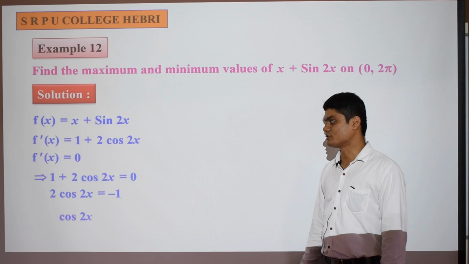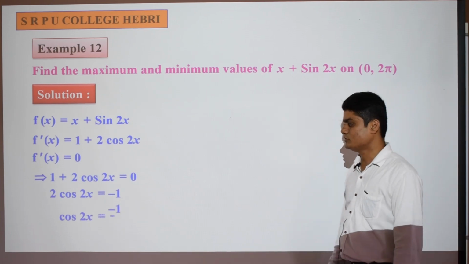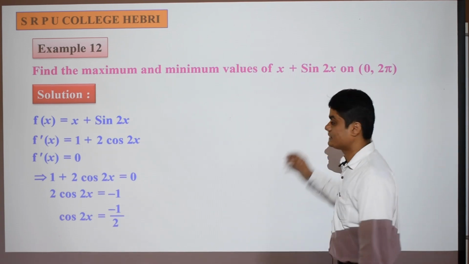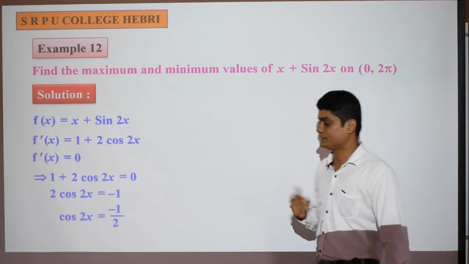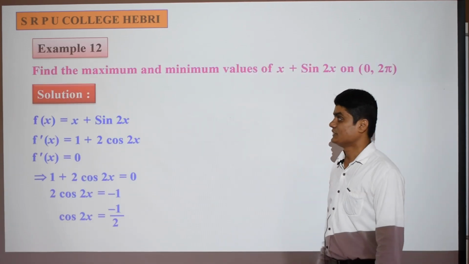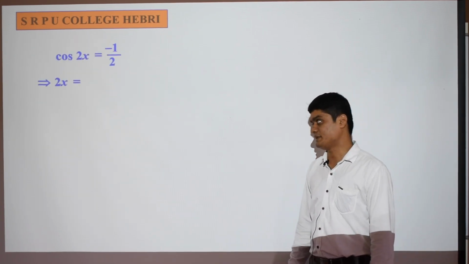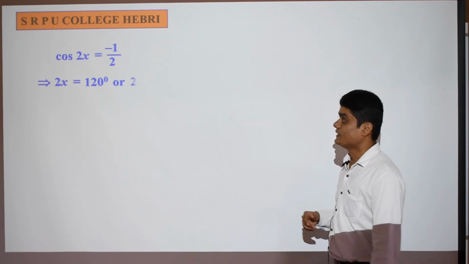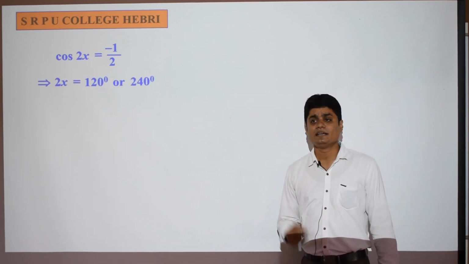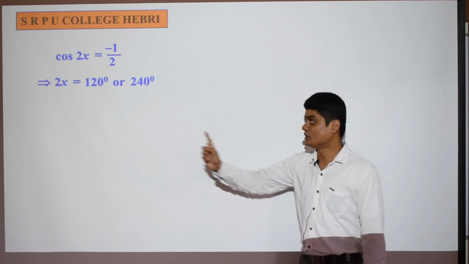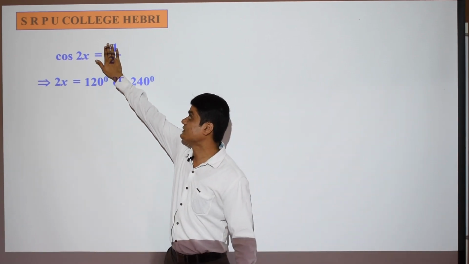2 cos 2x is equal to minus 1. Cos 2x is equal to minus half, and this x is between 0 to 2 pi. Then which are the different possible values? So cos 2x is equal to minus half implies 2x is equal to 120 degree as well as 240 degree. Why? Cos x will be negative in the second quadrant as well as in the third quadrant. So how to get the second quadrant angle?